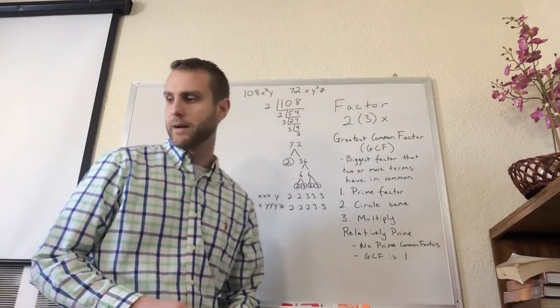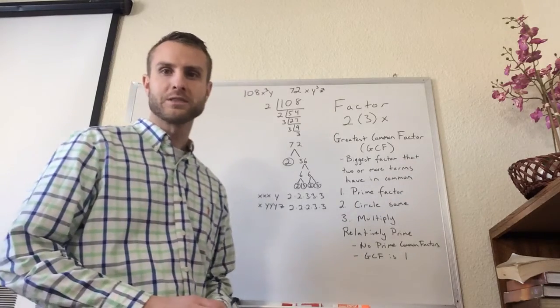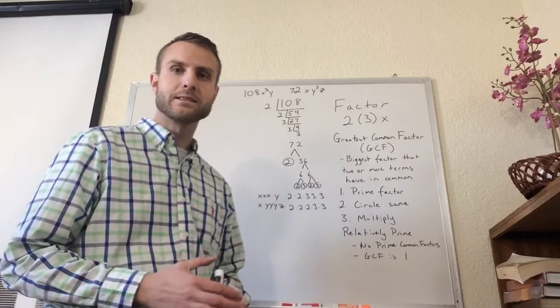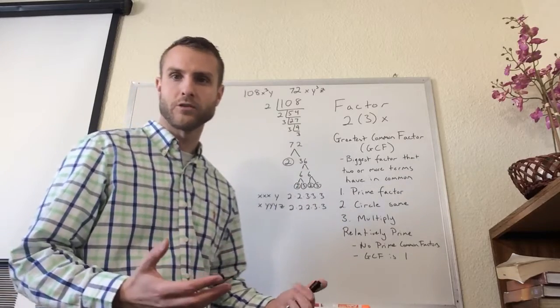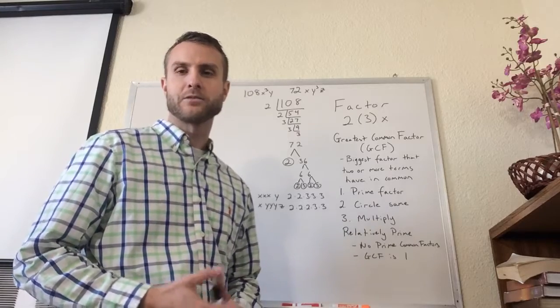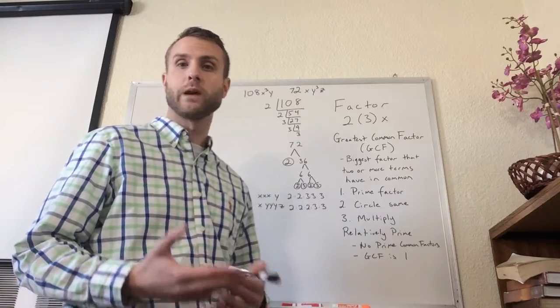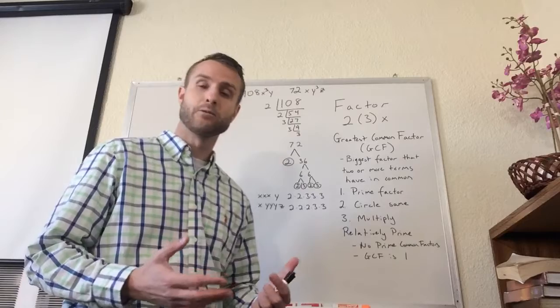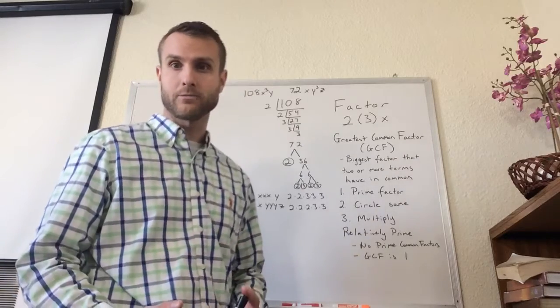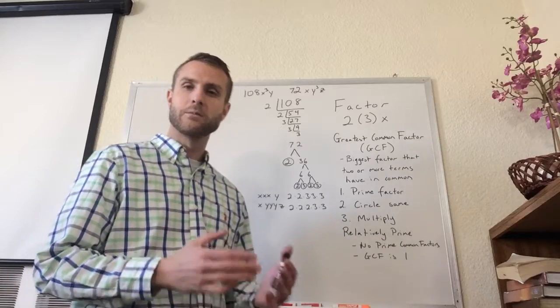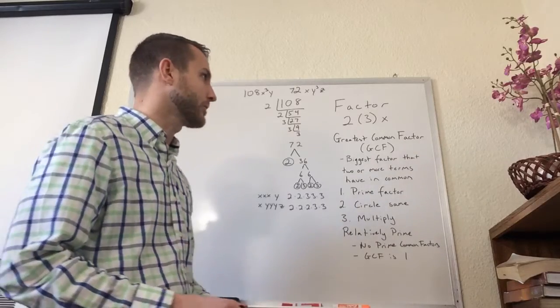Alright, I'm going to be talking about how to factor common monomials today. So remember, a factor is simply a number that is being multiplied by another number to equal a larger number. So for example, the factors of 8 would be 2, 2, and 2. The factors of 10 would be 2 and 5. The factors of 6 would be 2 and 3. So a factor is just a number that multiplies by another number to equal a larger number.